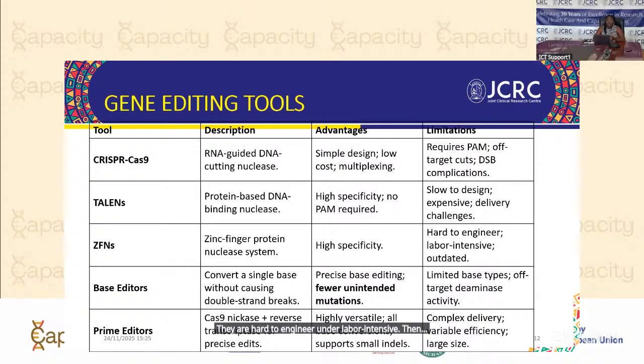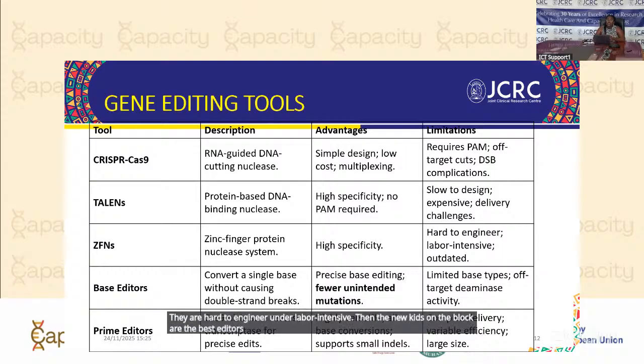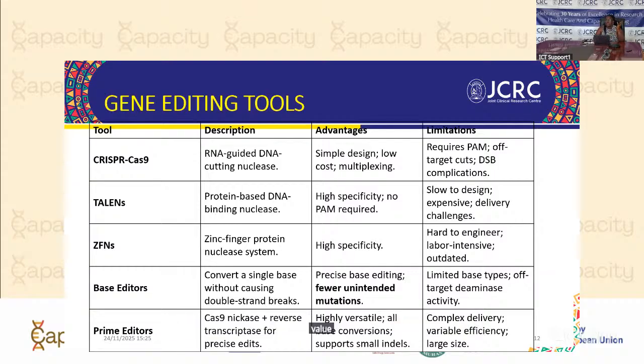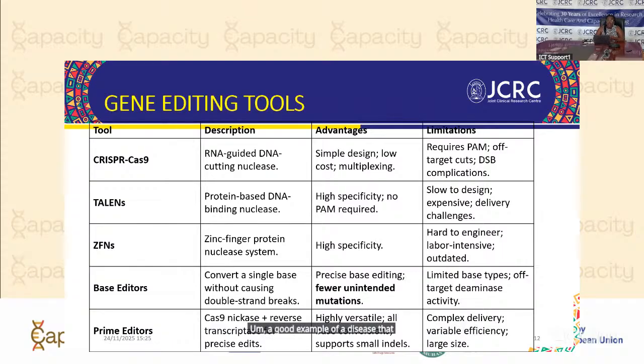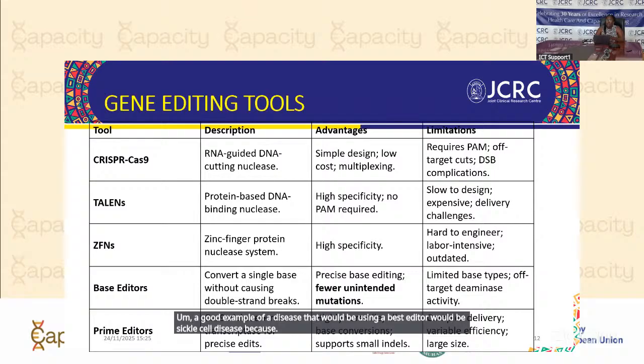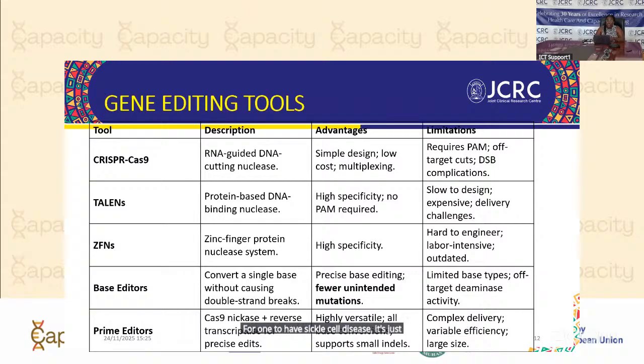Then the new kids on the block are the base editors, which can convert a single base without causing the double-stranded breaks like the nucleases, the Cas9, the TALENs, and the zinc fingers. And this is more precise, and so you have fewer unintended mutations in case you use a base editor. A good example of a disease that would be cured using a base editor would be sickle cell disease, because for one to have sickle cell disease, it's just one singular change in the bases. And so if you can cut and replace that, then you're able to treat that disease.